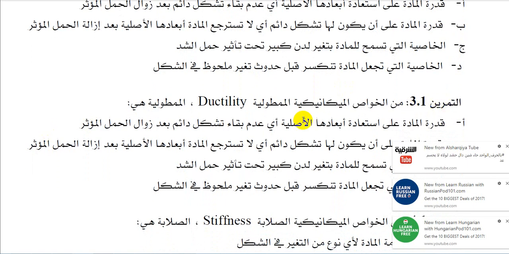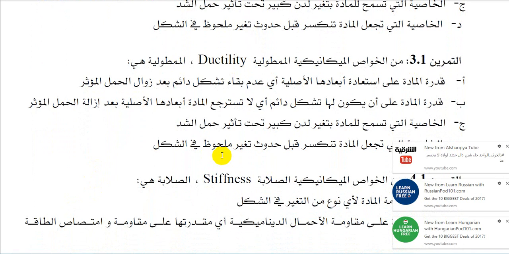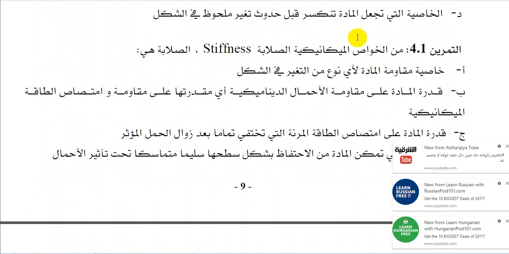Exercise 1.3. Mechanical property of ductility. Ductility is defined as the ability of a material to retain its original shape after experiencing plastic or permanent deformations after the removal of the effective load, as you can see right in front of you. The particularity that makes the material fracture before any noticeable change in shape takes place.